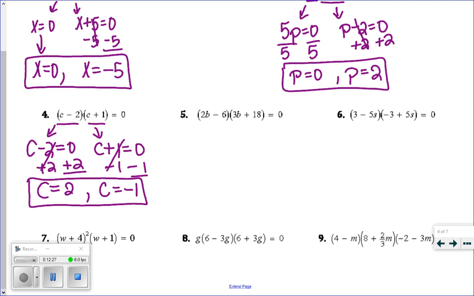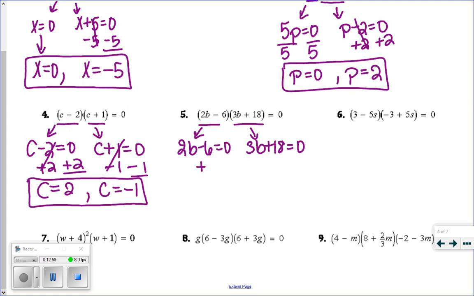So on number 5, they're just slightly more complicated little binomials, but it's still the same idea. Is the left side, the polynomial side, factored? Yes. It's the product of two things. Is the right side equal to 0? Yes. Then the only way this times this can equal 0 is if either 2b minus 6 is a 0, or if 3b plus 18 is a 0. And then you just solve each little mini equation individually.